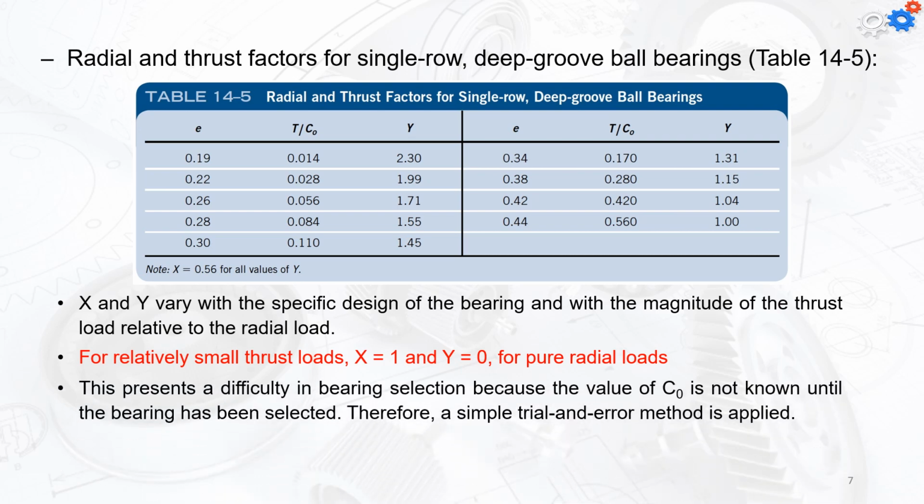This presents a difficulty in bearing selection, because the value of C0 is not known until the bearing is selected. Therefore, a simple trial and error method is applied.